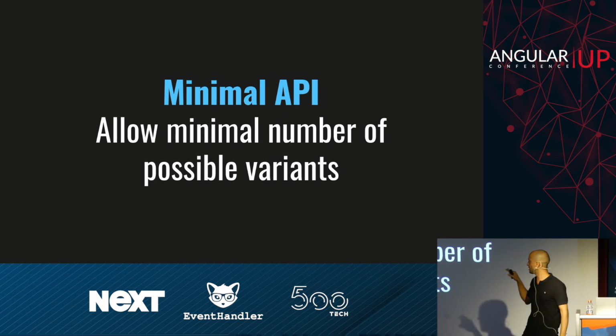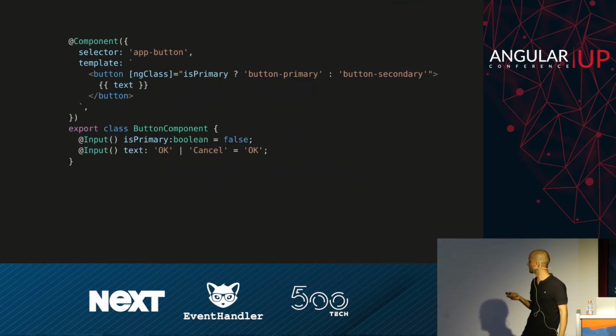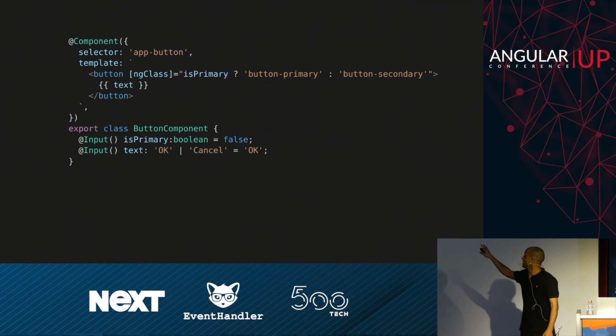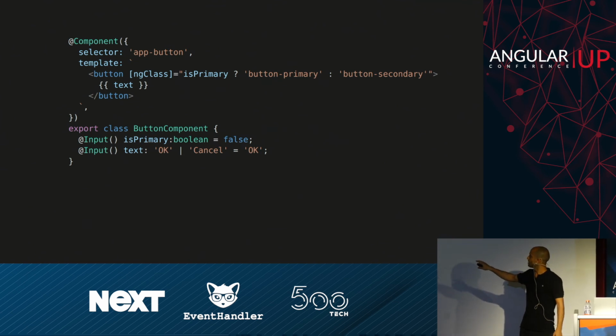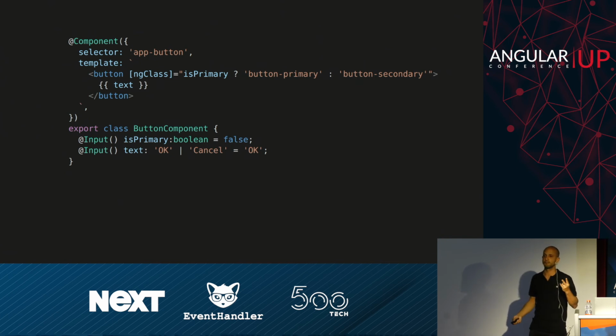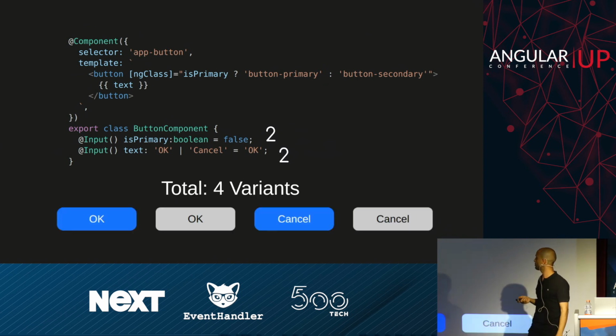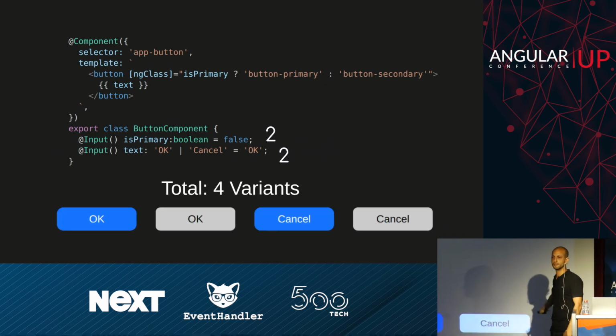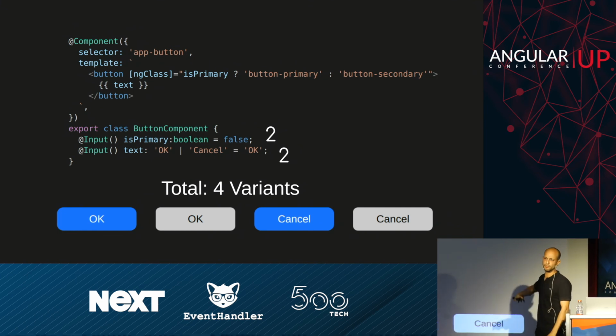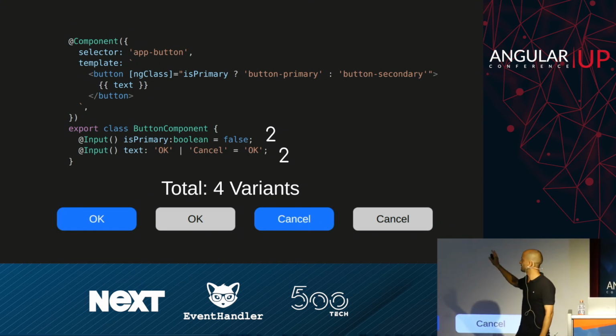And we can measure the number of possible variants. We can do it like this. We have this app button component, and we have its primary input, which is Boolean, so it's two possible values. We mark that as 2. Text also can get 2 possible values. That's another 2. So in total, that's 4 different variants, right? But that's probably too extreme. It's not very practical to build this kind of button.